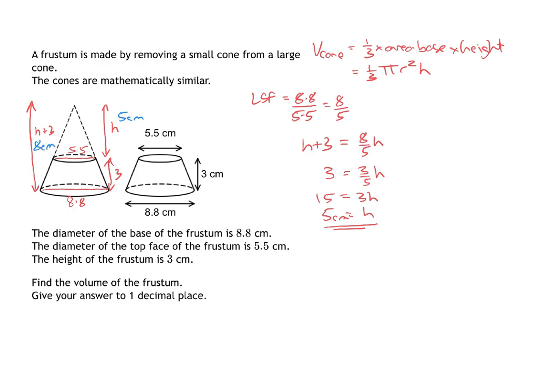Now that's going to be useful because now I can work out the volumes of the shapes. The volume, as you know, involves the radius and the height. The radii I can get from halving the diameters of the bases. So the radius of the large one is half of 8.8, which is 4.4. And the radius of the small one is half of 5.5, which is 2.75. I have the radii, I have the heights, so I can work out my volumes.